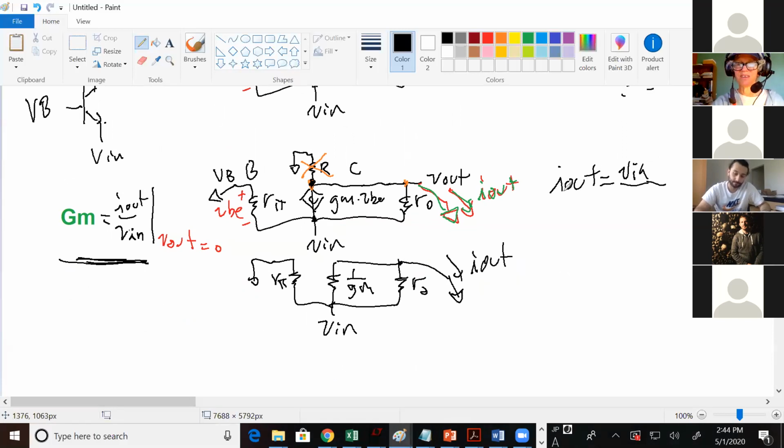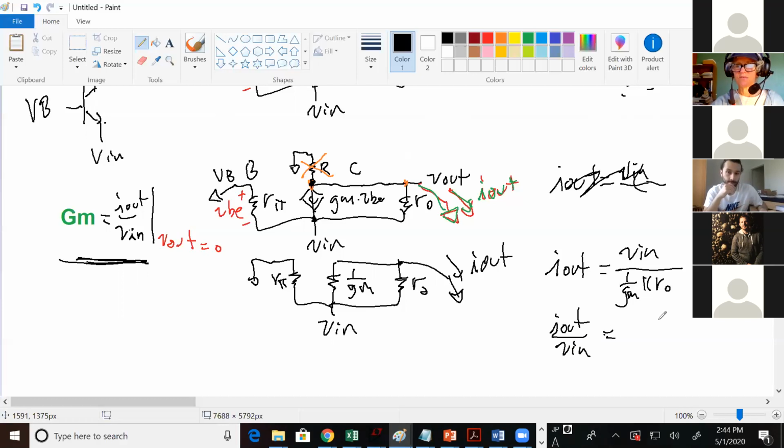Once again, let me get rid of that. And what's your I out? It's V in over all of those resistors in parallel, over GM parallel RO. Okay, and then for GM, it's actually I out over V in. So you have I out over V in equals 1 over GM parallel RO.